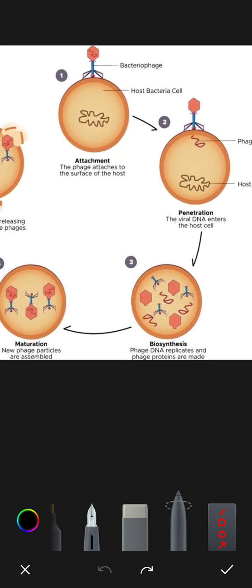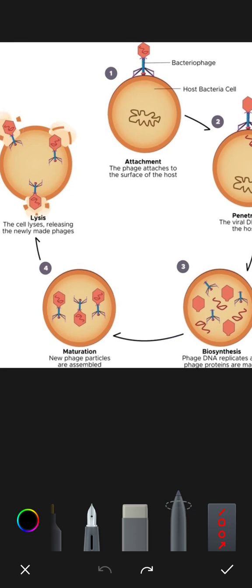Phage DNA replicate होता है, पहले degrade करेगा, फिर replicate होगा and phage proteins बनाएगा. Phage protein बनाएगा जो structural components. And the fourth step is maturation, or it is also known as assembly. In this phase, new phage particles are assembled.